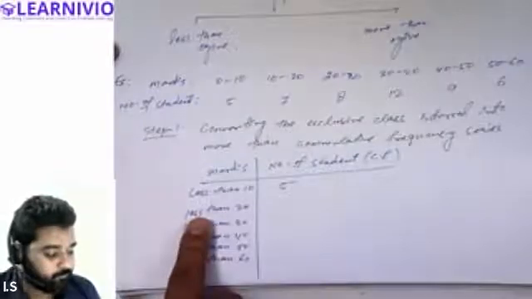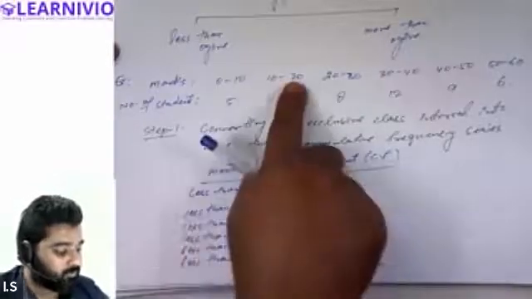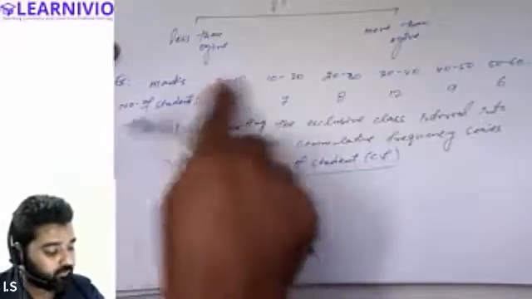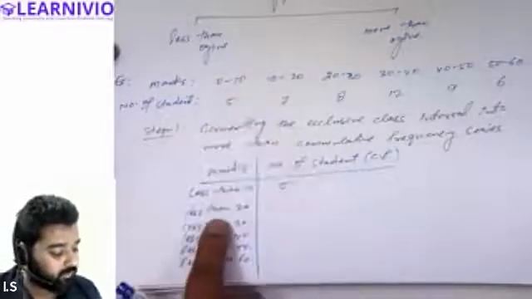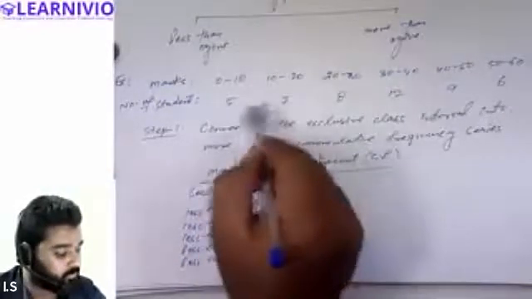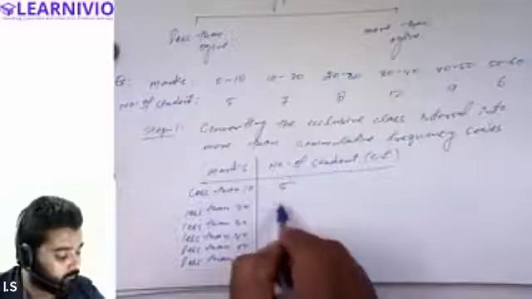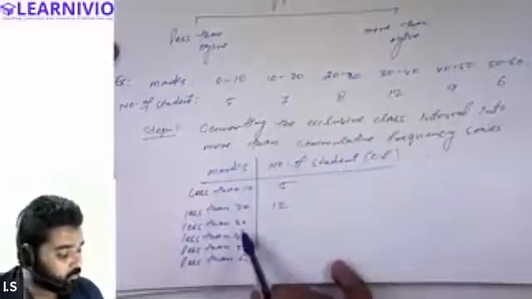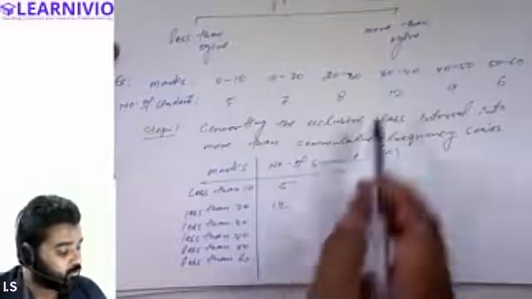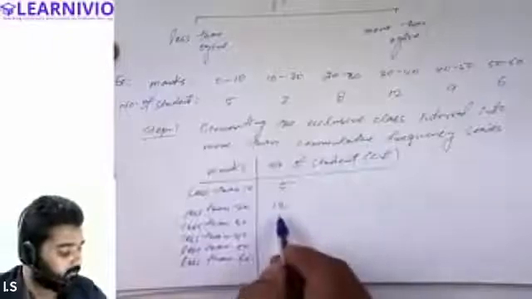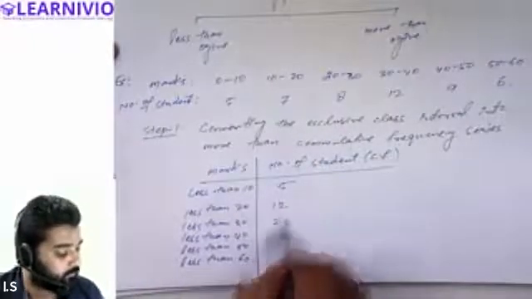Those who have scored between 10 to 20 are also covered under less than 20, and those who have scored between 0 to 10 are also covered in this category, less than 20. So we will add both these frequencies, 5 plus 7, it will be 12. All right. Next, we require students who have scored less than 30. So we will have to add 8 as well. Correct. So 12 plus 8, it will be 20.